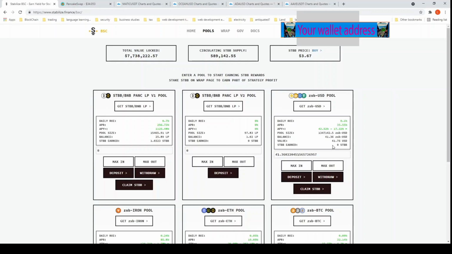But then, just for fluidity in the video, and to continue on with this, I see I have this one STBB over in this STBB BNB Pancake LP V1 pool, right? So I have some rewards to claim. I claimed some rewards earlier today. Once this ZSB USD pool gets up to, let's say, 3 or 4, I could claim them, and make sure to figure out your ratios as far as what your fees cost, so when you claim, you're not just screwing yourself on claim fees.